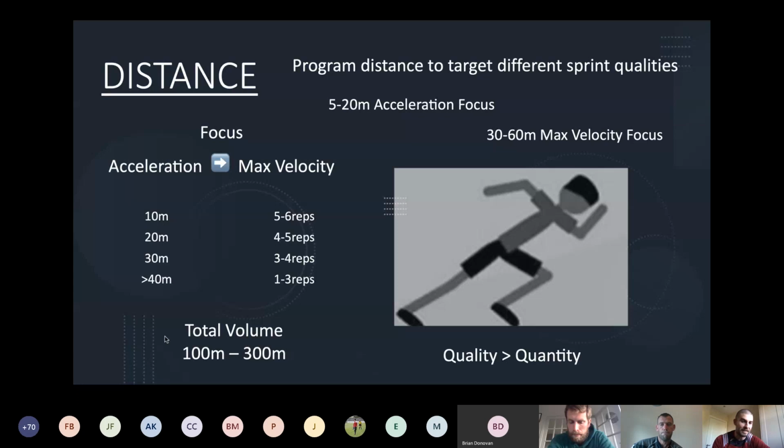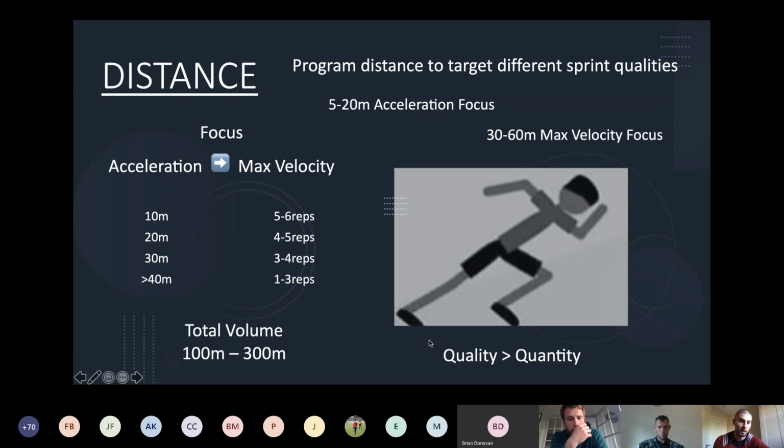How we have the reps and sets done. So you'd be looking at 10 meters, 5 to 6 reps. So that'd be a 10-meter run with a minute recovery. We could do 5 or 6 of them, and so on and so forth. Again, the higher the distance goes, the fewer reps we generally do.